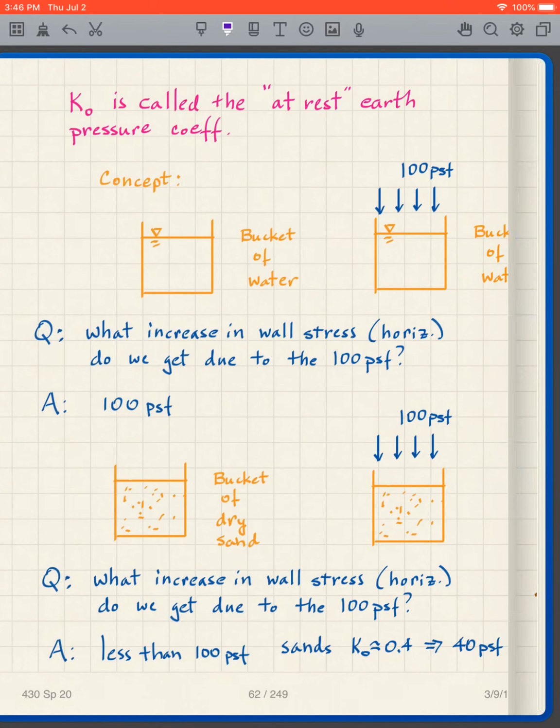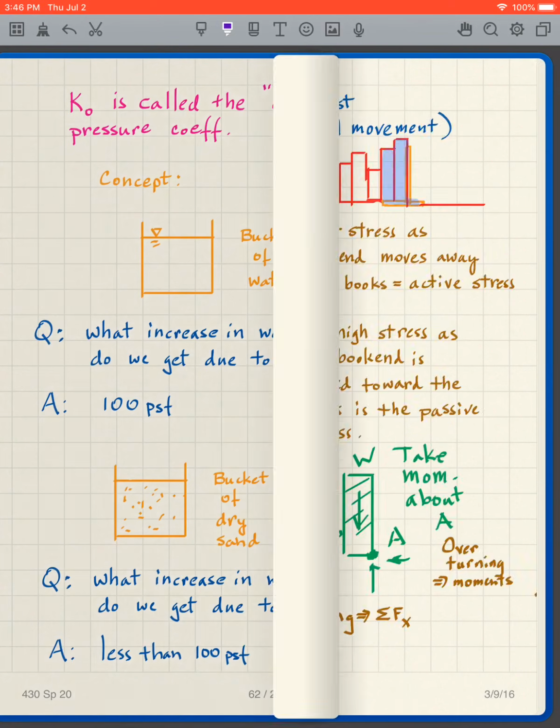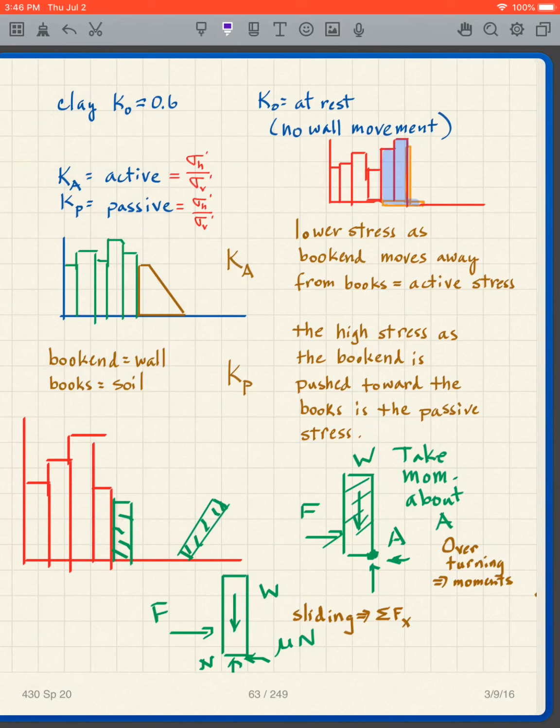And let's review the definition of K. What is it? It's sigma h prime over sigma v prime. And as we mentioned, we have a K naught, we have a Ka, we have a Kp. The A in Ka stands for active, the P in Kp stands for passive. And K naught again is at rest. Those are the three.